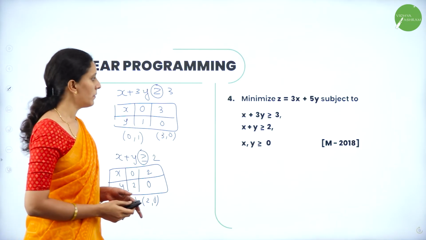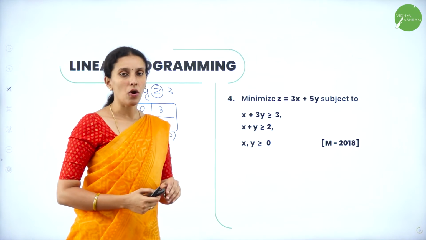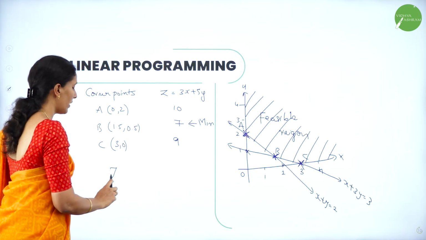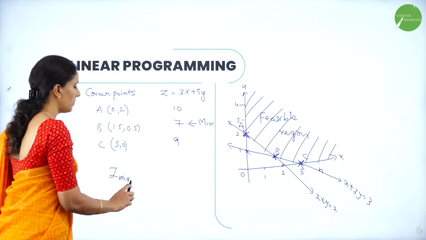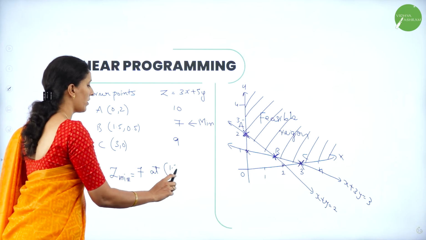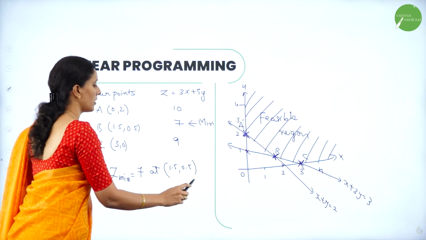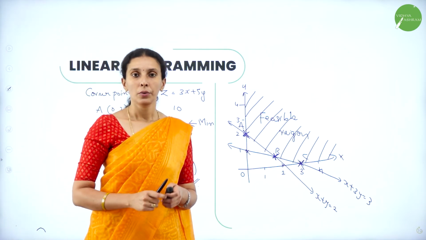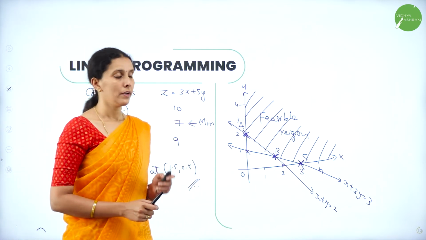What is my aim? To minimize the given optimal function. Hence we have found the minimum value. So we write Z minimum is equal to 7 at the point 1.5, 0.5. So this is the solution for the given linear programming problem. Next one.